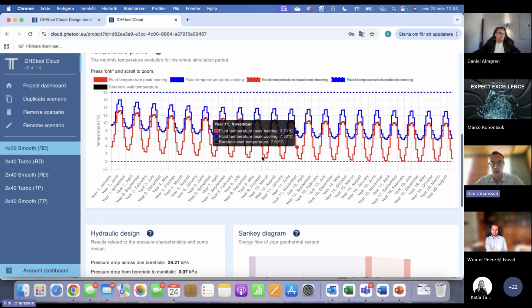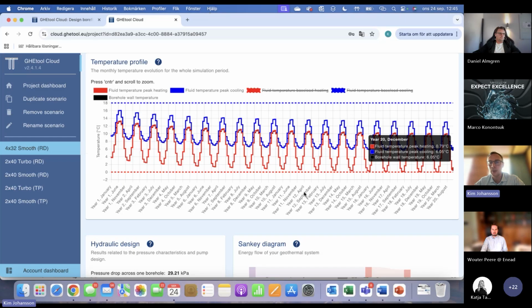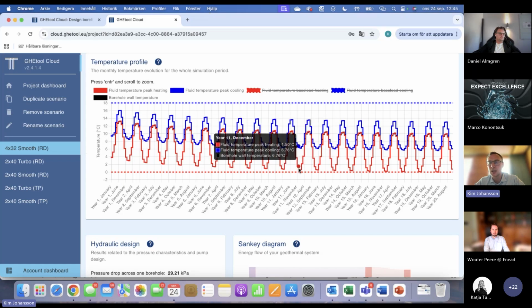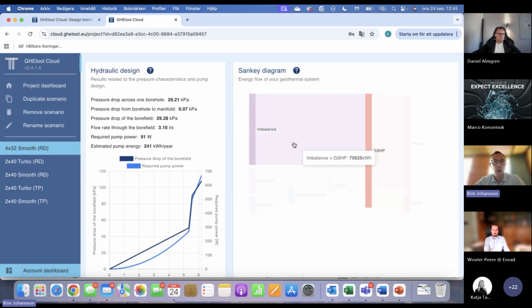Moving on down, we could see the temperature profiles during these 20 years that we are simulating. And we could see that in the extraction phase of heat extraction, it levels out at 0 degrees, just like we intended. We also have some information about the pressure drop, and we could see that in this system, we have a pressure drop of about 29 kilopascal.